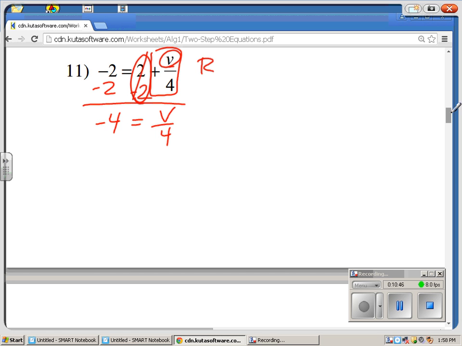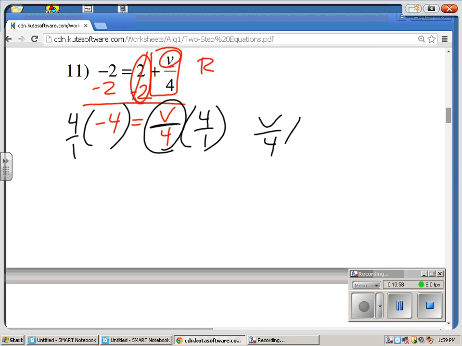Then I realize that v is separated from the other problem number by division. The inverse operation is multiplication. When I multiply v over 4 by 4, I automatically just write it as a fraction instead of as an integer in the circled form. You can see where I wrote that because I know that I'm multiplying it by a fraction.